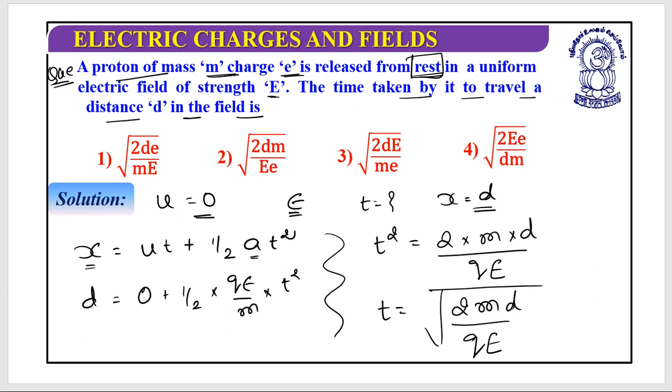Which option? Yes, 2dm divided by eE, because they have put an e for the charge. So are you done with this? Are you done with this? Yes. Shall I add something? Okay, let's look.